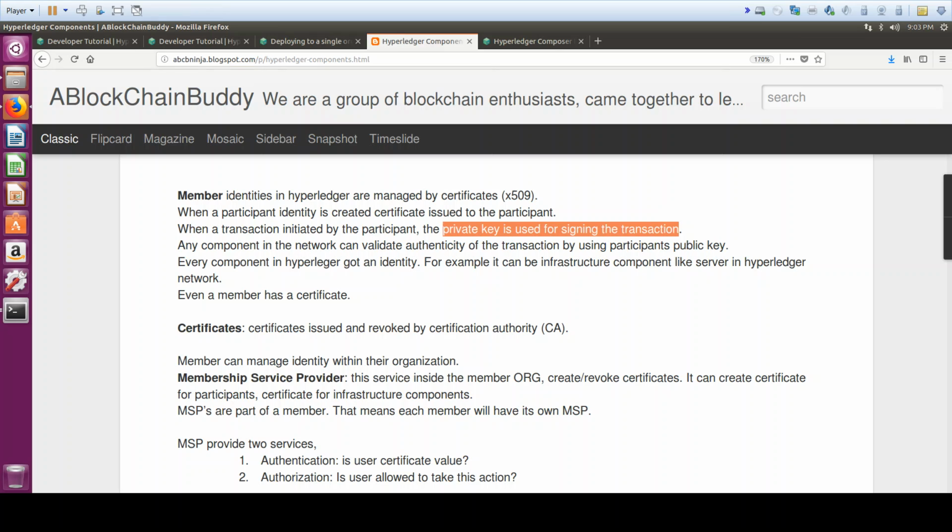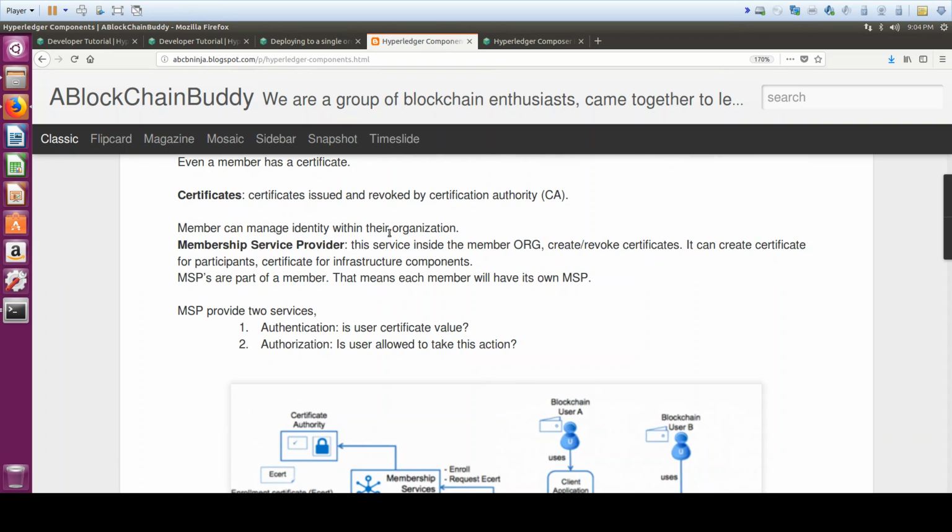Every component in Hyperledger has an identity. For example, even an infrastructure component like a server in a Hyperledger network has an identity, a certificate. Every member has a certificate. Certificates are issued and revoked by an entity called the certification authority, CA.